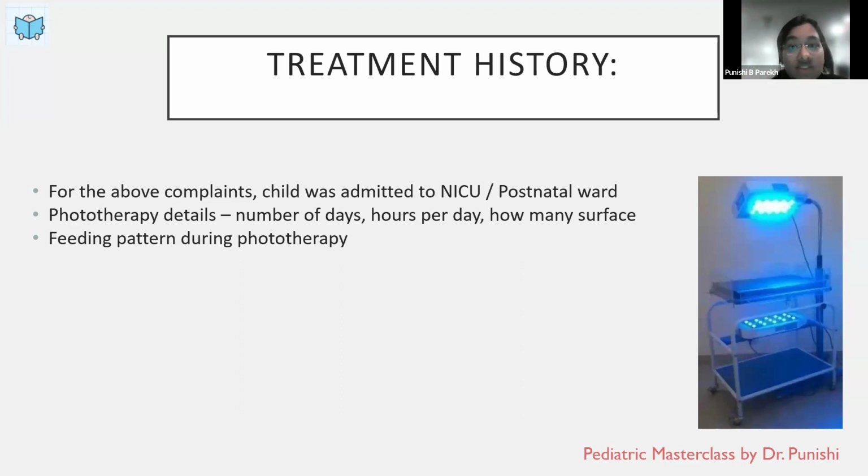So number of surfaces is again interesting to ask. The mother will tell you whether the light was only from above, or whether the light was from above as well as from below. So that'll tell you whether it's single or double surface. And feeding pattern, sorry, during phototherapy.